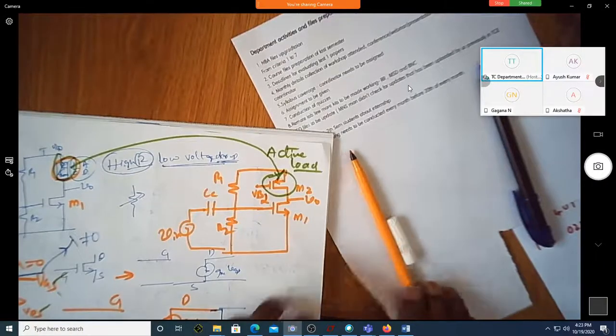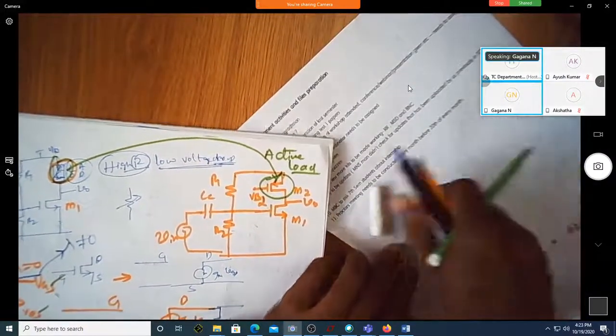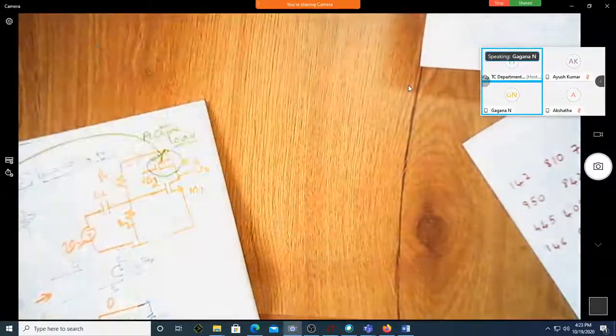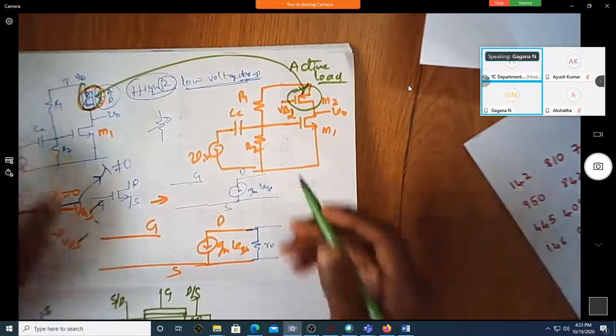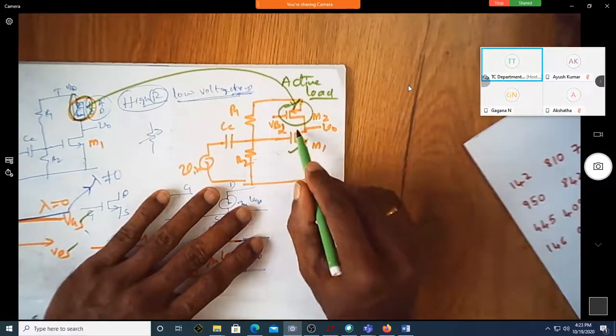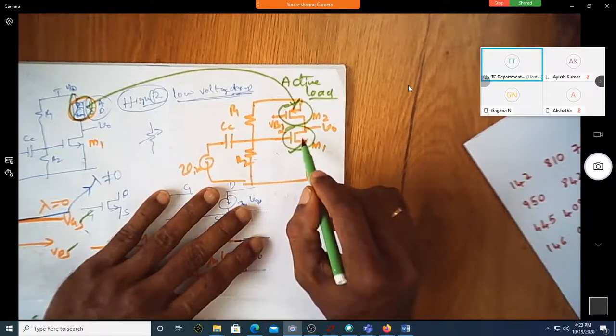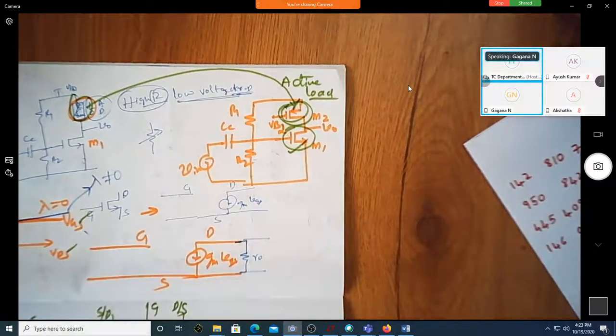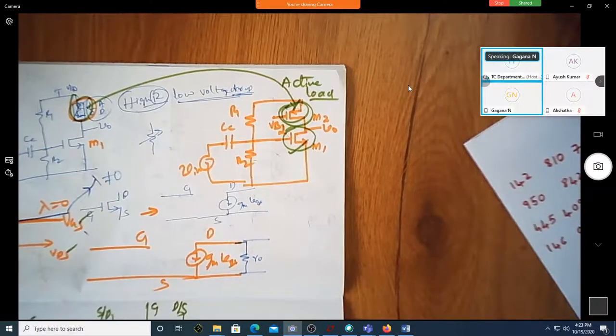Getting the point? Yes, sir. This is a load. I'll call it an active element because here also there's a MOSFET. The role of the MOSFET here is to amplify. The role of the MOSFET here is to act like a load. Correct? Yes, sir. Now let us see what happens.